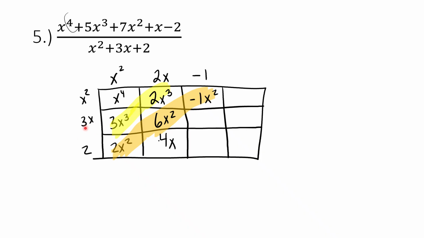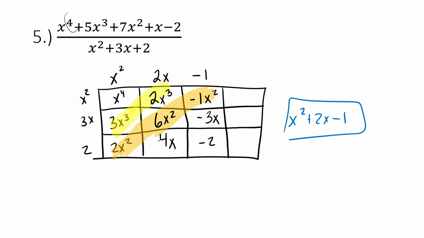So 3x times -1 is -3x. And then 2 times -1 is -2. And this one actually has no remainder. If I look at this, 4x minus 3x is 1x. And then I have the -2, which matches the -2. Therefore, my answer would be x squared plus 2x minus 1.